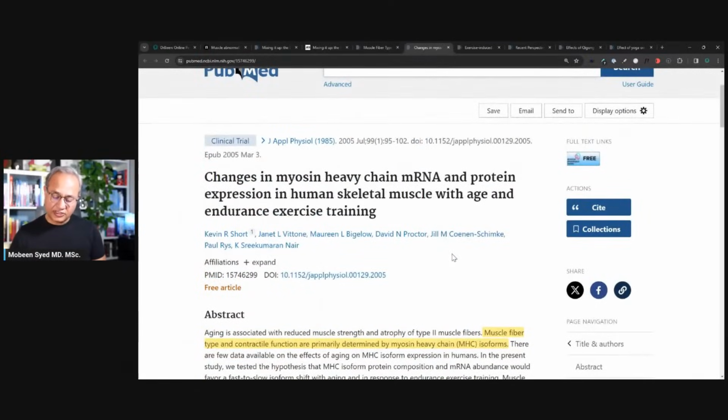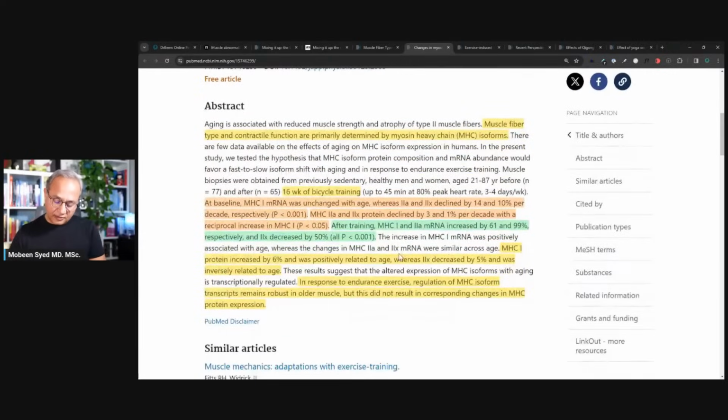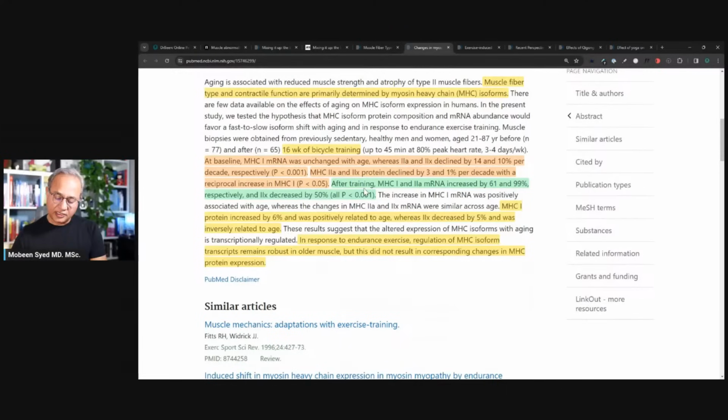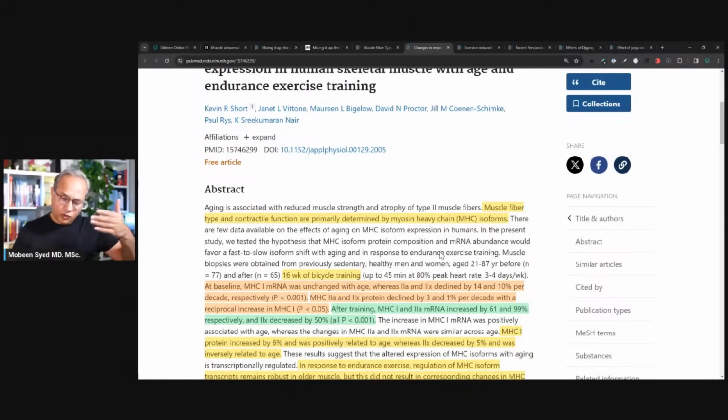So here, change in myosin heavy chain mRNA and protein expression in human skeletal muscle with age and endurance. This was an interesting one. After training, myosin type 1 and 2A mRNA increased by 61 and 99%. Although they write that in older individuals, moving the muscle fiber type becomes more difficult, it is possible.